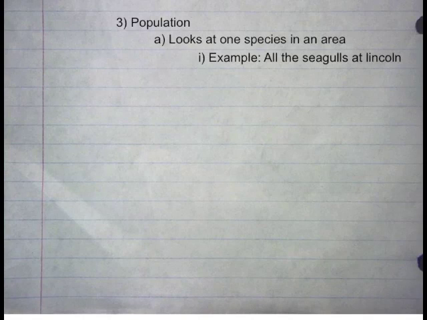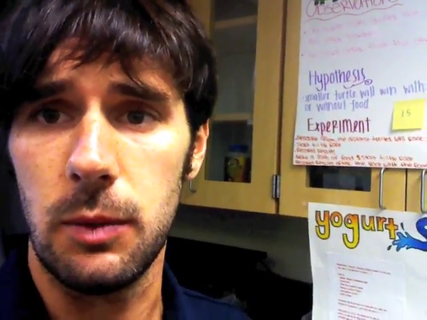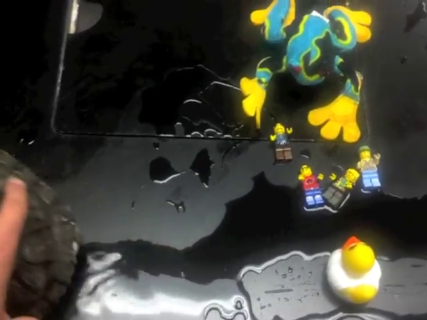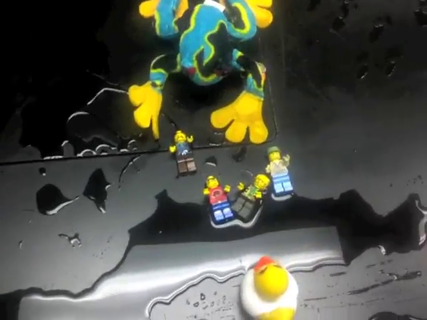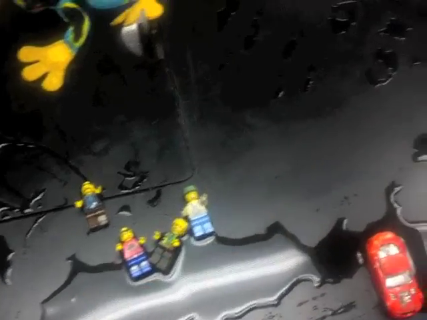Population looks at one species in an area. Example, all the seagulls at Lincoln. If we wanted to get down into a more specific area, we'd have to get down into the population level. Let's take a look at what that would look like. If we were to make this a population, we'd have to get rid of all types of organisms except for one. So in this case, no more Babrita, no more frog, and no more ducky.